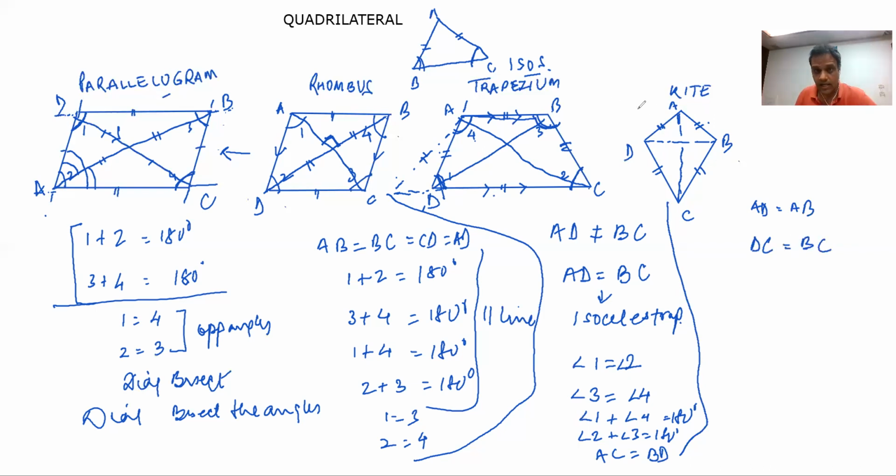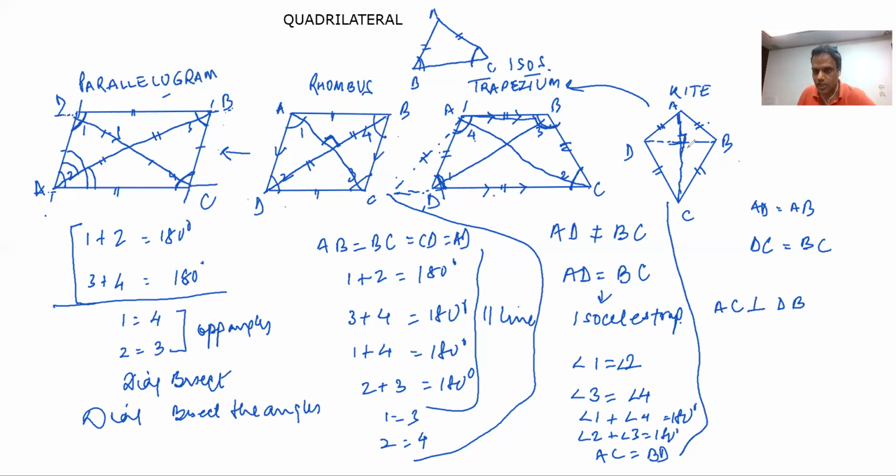Unlike all these figures, there are no parallel lines. So please don't get confused that AB and DC are parallel to each other. No, they are not parallel to each other. Another point: the diagonal AC is perpendicular to DB. Both diagonals intersect at 90 degrees to each other. So this angle is equal to 90 degrees. They cut each other at 90 degrees.